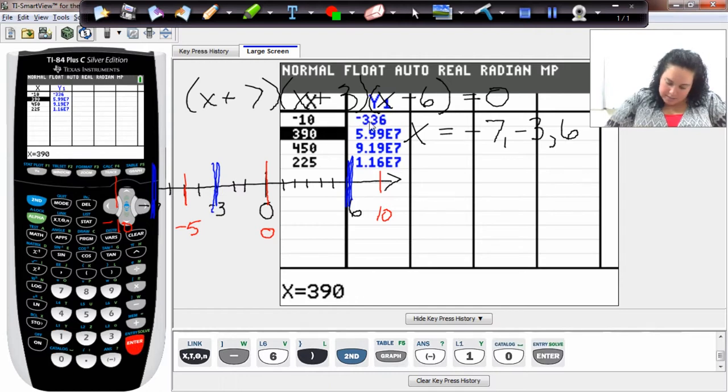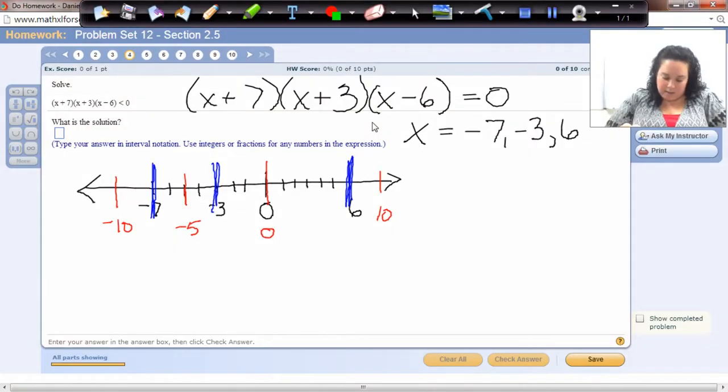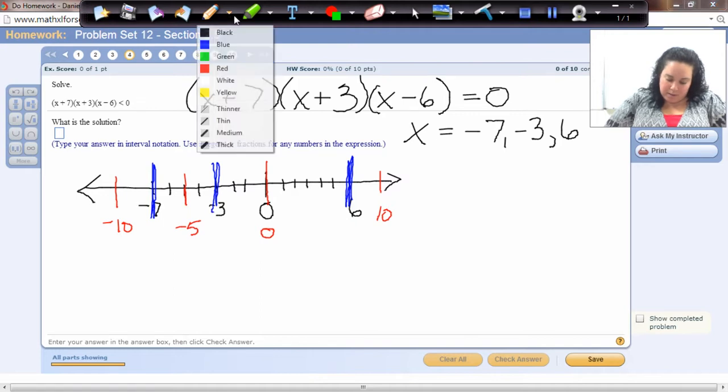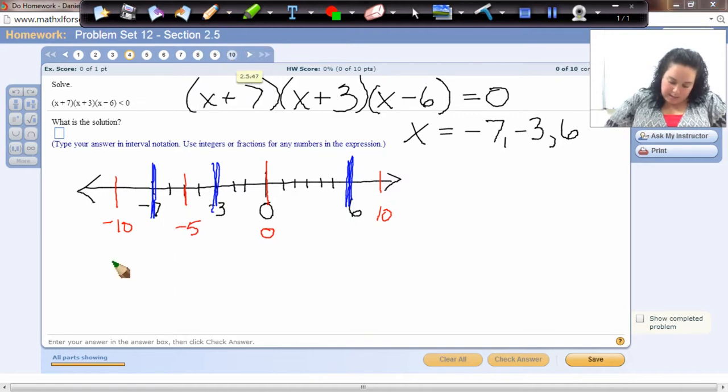Okay, and -10 gives us -336. So we're not so much interested in what the actual number is. We're interested in whether or not it's positive or negative. So if we go back to our problem, here we go. We're looking for things that are less than 0. So to be true, we need this to be less than 0. When we plug that in, did we get something that was less than 0? Yeah, we sure did. For -10, we got something that was less than 0, so that was good.